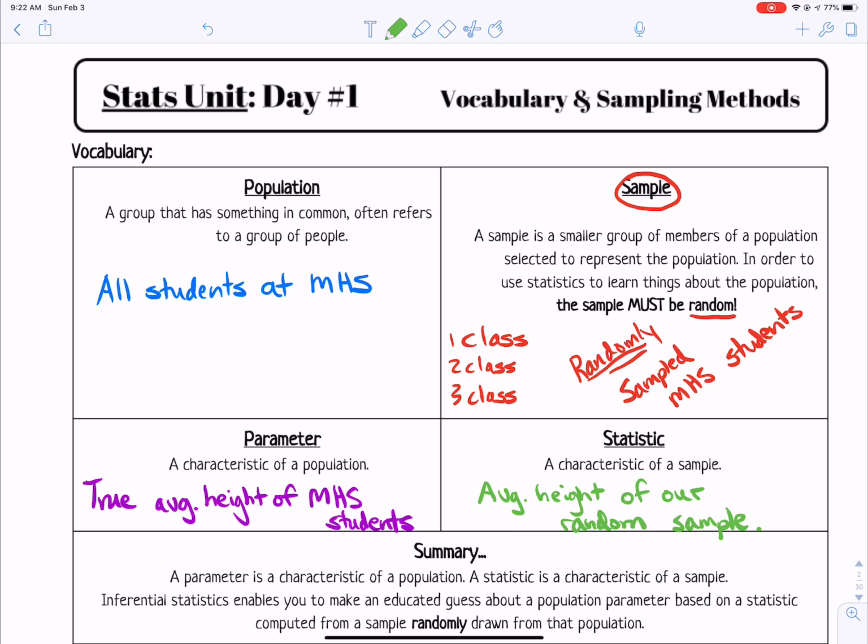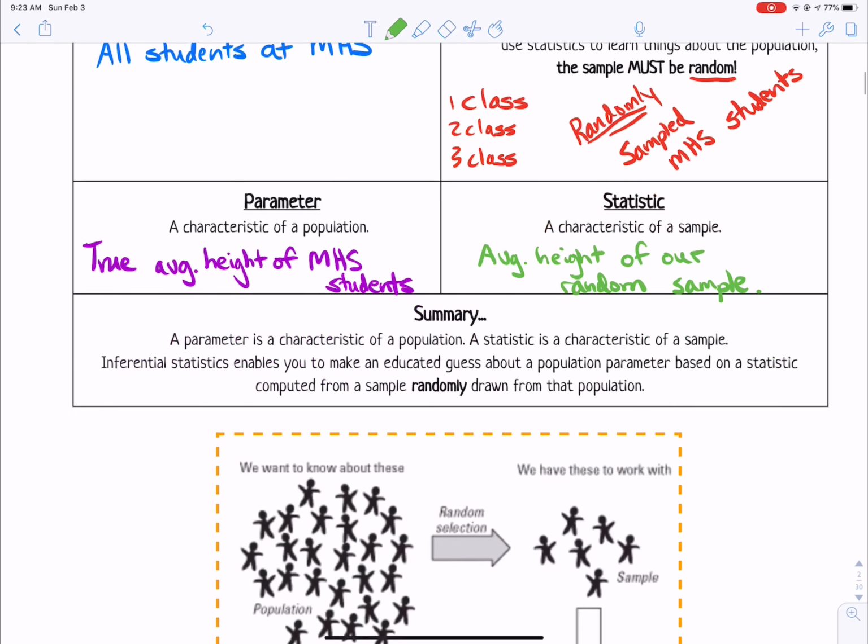So what we say is a statistic, the average height of our random sample, helps us to make estimates about the parameter, which would be if we could have measured every single student and found the true exact average height, which we can't. So we use our statistic to make inferences about the parameter to figure out information about our population, which is all students at Mooresville High School. So these four words work together to figure out information you're looking for.